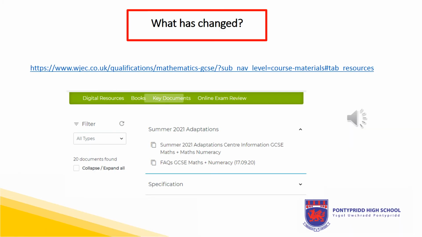The WJEC have recently announced that the summer of 2022 exam series will follow the same adaptations as the summer of 2021. What it means for us in maths is there is a slight reduction in content that will be assessed and therefore need to be taught. A link to the changes can be found on the slide. However, your children's teachers will all be aware of these changes, so there's no real need for you to familiarise yourselves with them.